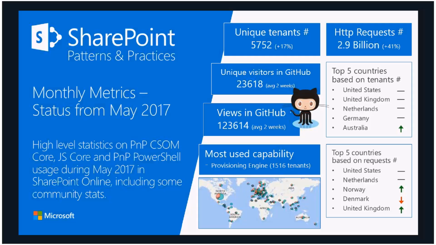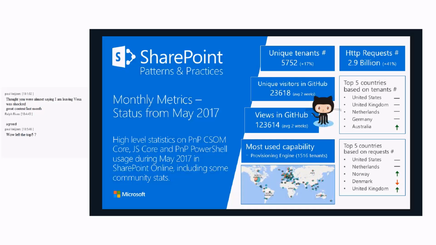Top 5 countries based on tenant numbers: Australia has now popped into the top 5. The numbers are pretty high on usage anyway, but Australia is now catching up with EMEA and the US. And on the top 5 countries based on requests, Norway suddenly jumped to number 3 on the list in May 2017, and it seems to be the case even in June. So Norway, for one reason or another, is increasing usage quite significantly.